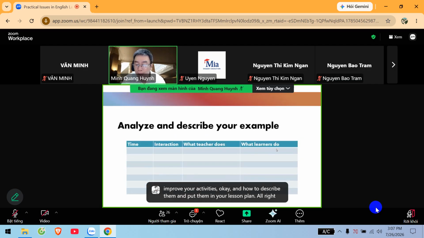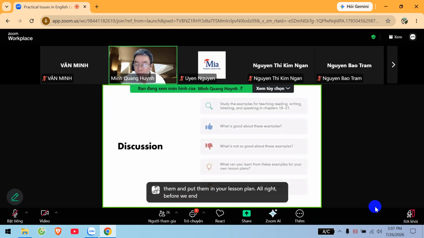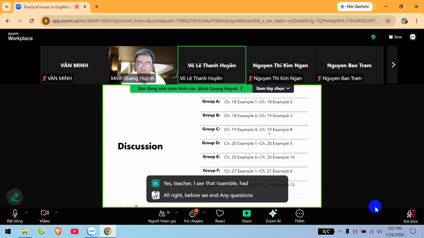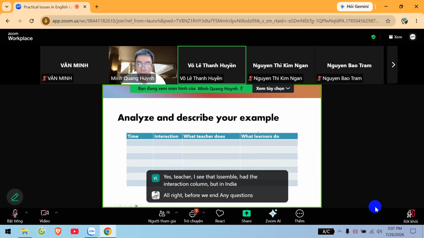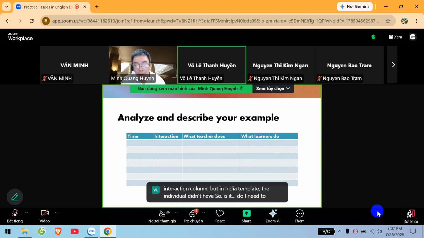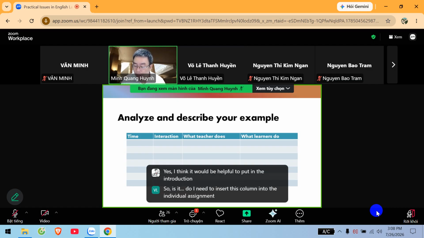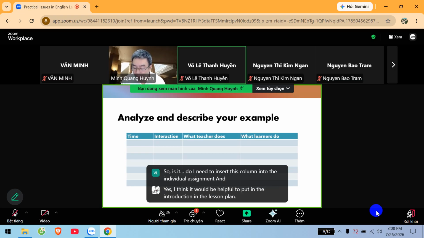All right, before we end, any questions? Yes, teacher, I see that your example has the interaction column, but in your template, the individual one doesn't have it. Do I need to insert this column into the individual assignment? Yes, I think it would be helpful to put the interaction in the lesson plan. Thank you, teacher.